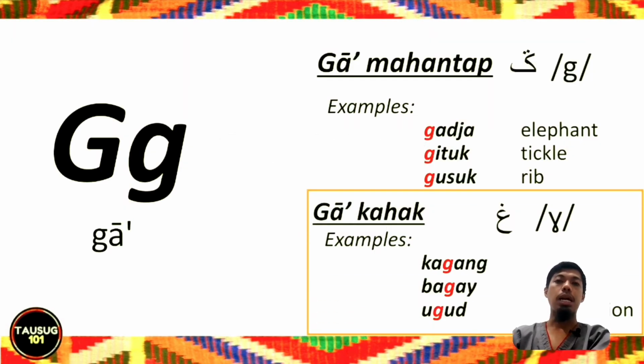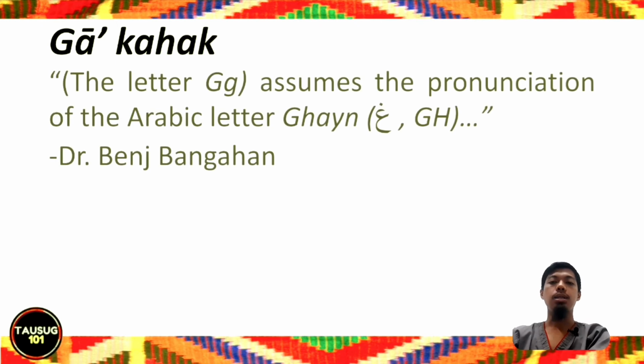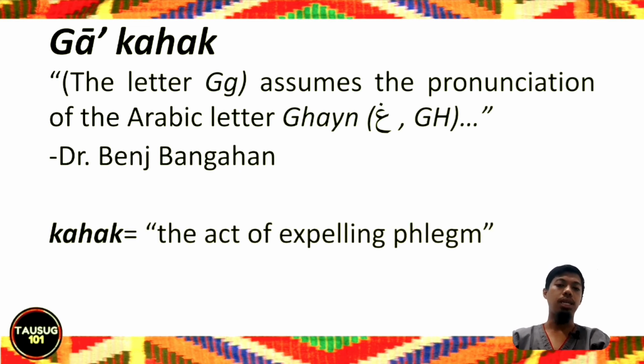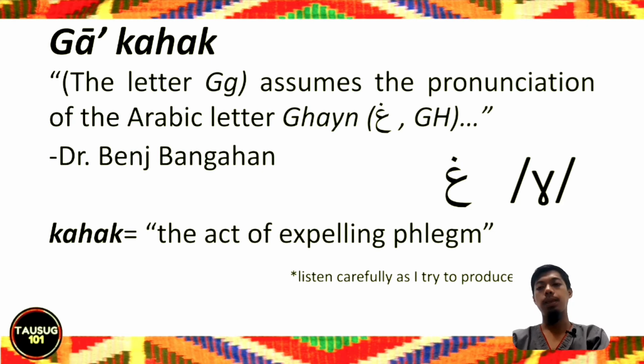Then when do we use the Gā Kahak? How is Gā Kahak pronounced? The letter Ga assumes the pronunciation of the Arabic letter Ghain. Listen. It is a soft Ga. Ghain. Kahak is the act of expelling phlegm. So it's called Gā Kahak. This is represented here by these IPA letters.